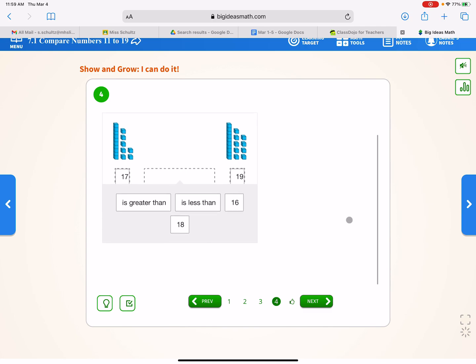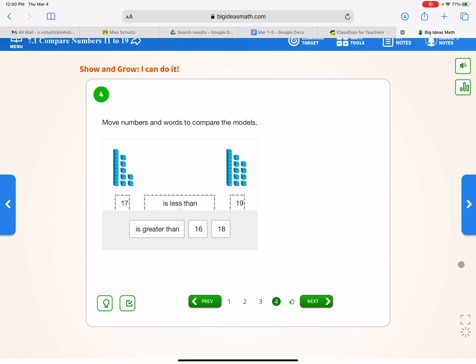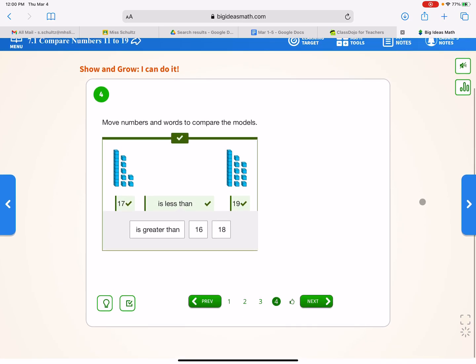We have 19. Now, which number is greater than? Which number is less than? Is 17 greater than 19 or less than? Well, if we hold up our fingers, if we were comparing the numbers 7 and 9, 9 is closer to 10 fingers, while 7 is closer to 5 fingers. So 17 is less than 19. I mean, you just want to look only at the ones place to compare. And let's check our work. And we did it correct.